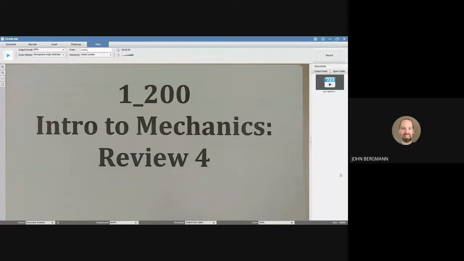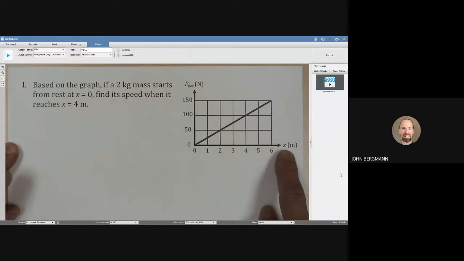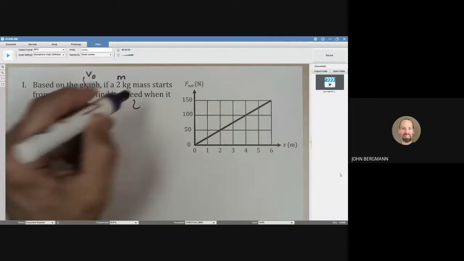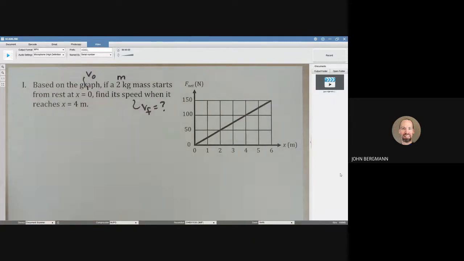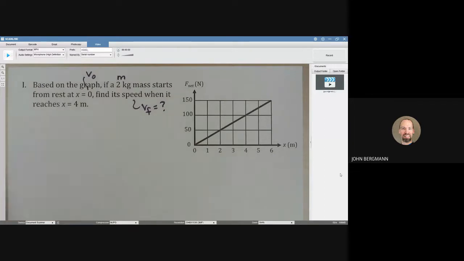Review 4. Here we have a graph of the net force and the displacement. This 2 kilogram mass starts from rest, and we want to know its speed when it reaches x equals 4 meters. We've got the mass there. V naught is 0, and we want to know what VF is, and its final position is at x equals 4 meters. So let's see here. How are we going to do this?